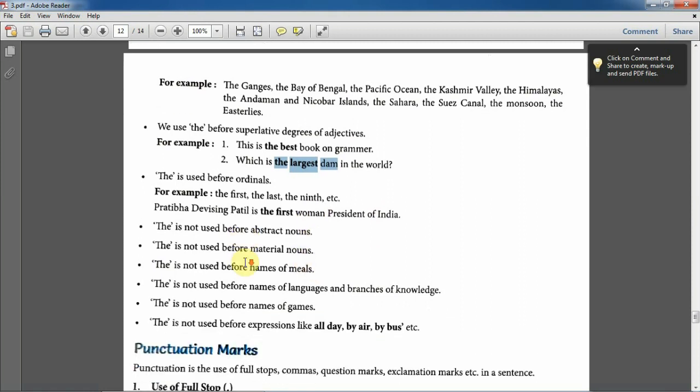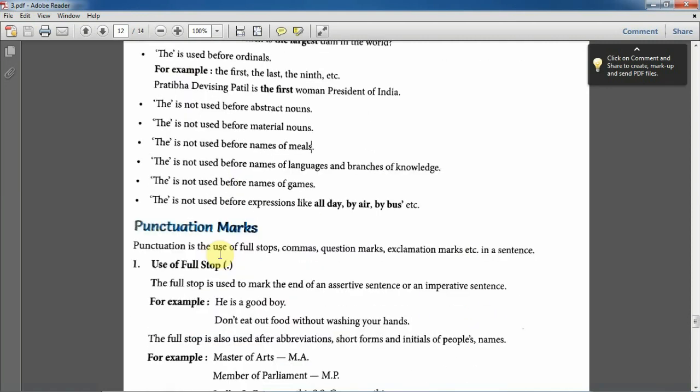The is not used before abstract nouns, the is not used before material nouns, names of meals, names of languages or branches of knowledge. Then we cannot use it before names of some games. Then the is not used before expressions like all day, by air, by bus, etc. So these are where we cannot use the.